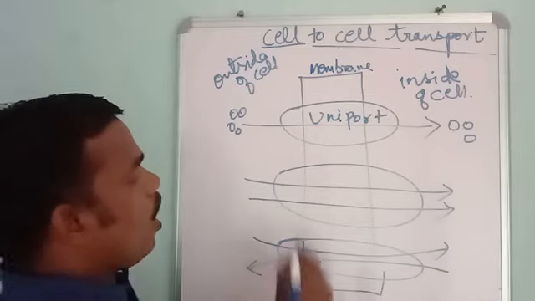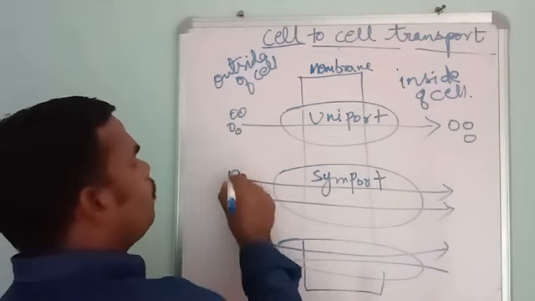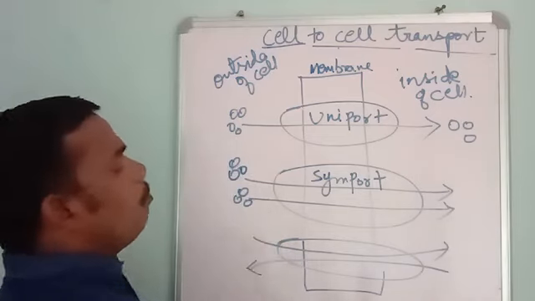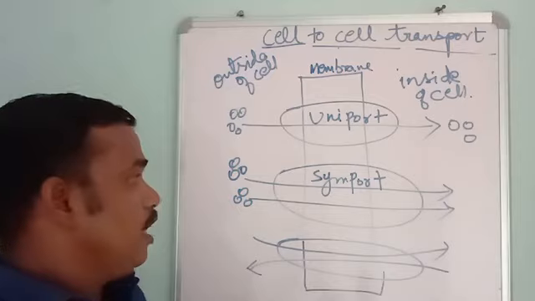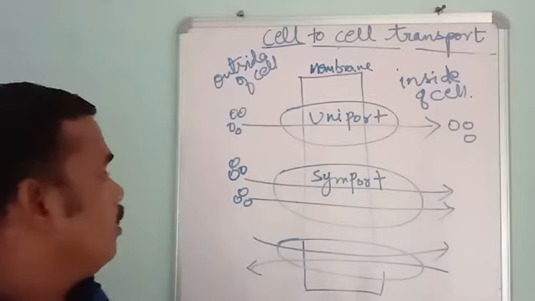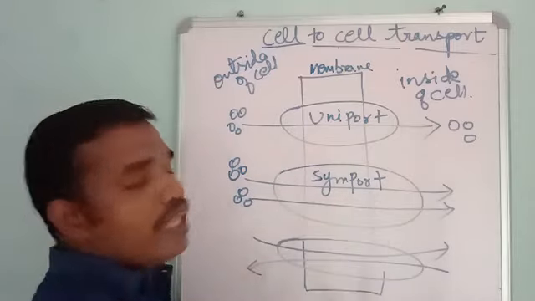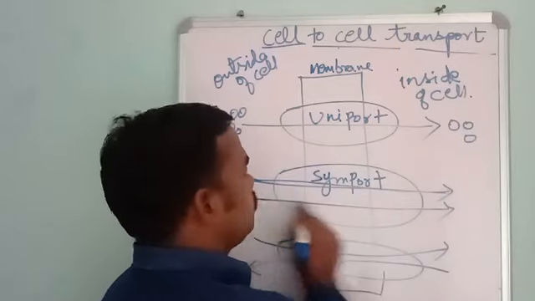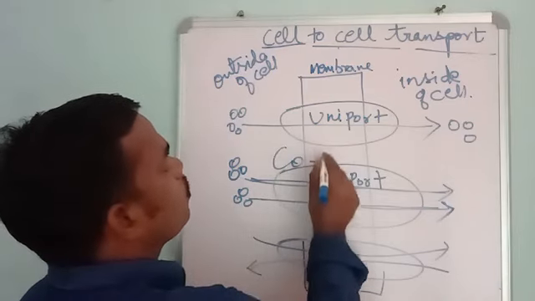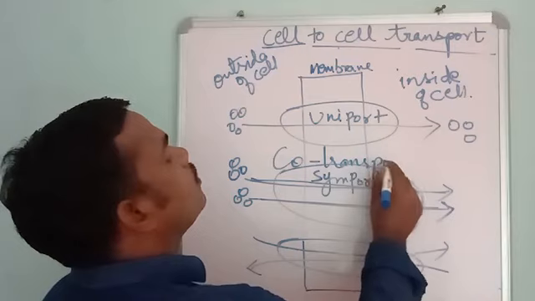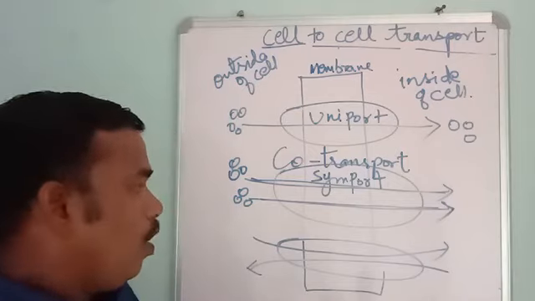Another one is called symport. In symport, two types of molecules move across the membrane from outside of the cell to inside of the cell in one direction. This we call symport or co-transport.